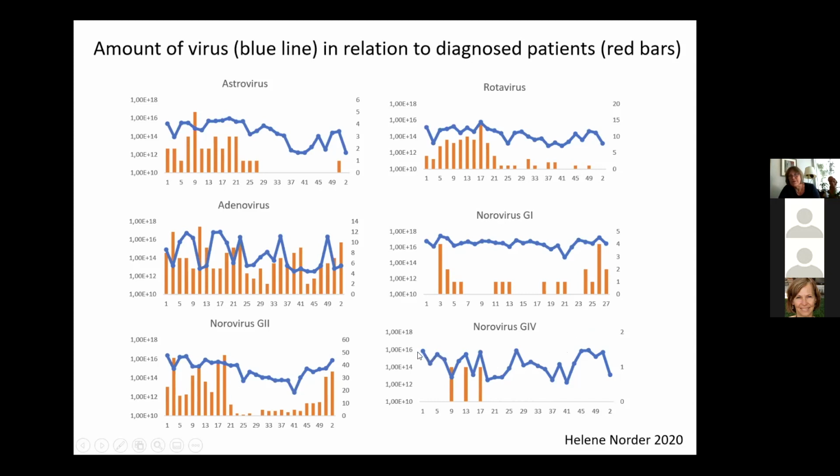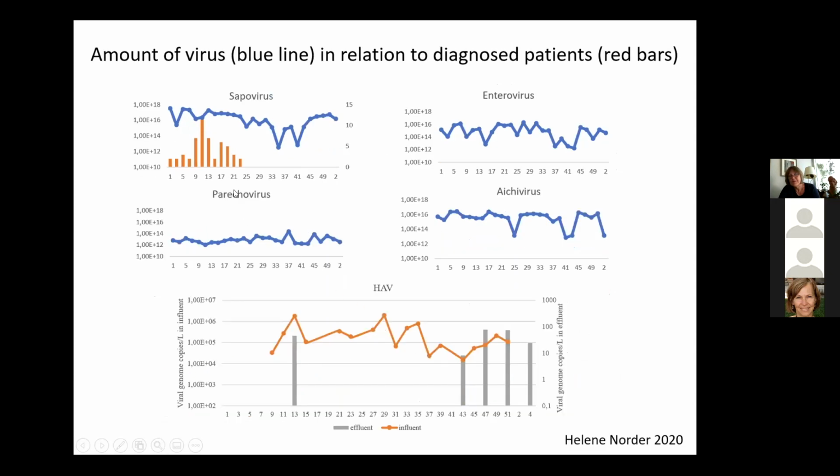For the other viruses, such as sapovirus, which is also a calicivirus like norovirus, it was the same pattern. When we had a lot of patients, we had a high level in the incoming sewage, and then it decreased, and then it increased before we saw the patients again.